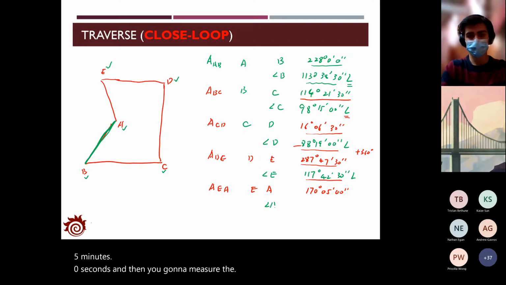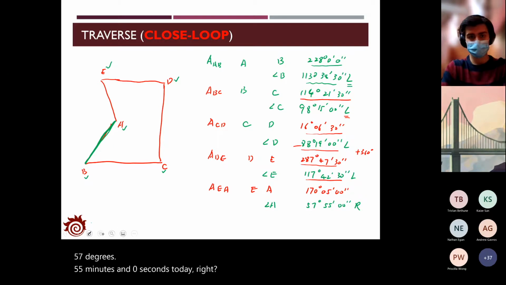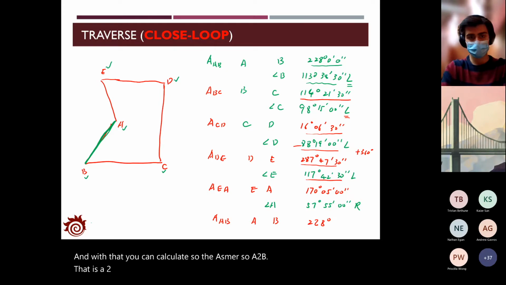The deflection angle at point A will be 57 degrees, 55 minutes, and 0 seconds to the right. And with that, you can calculate the azimuth of A to B, that is 228 degrees, 0 minutes, 0 seconds.